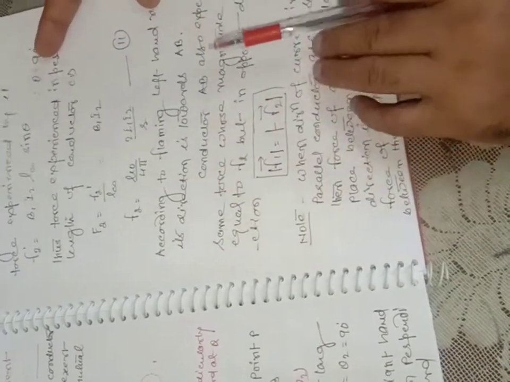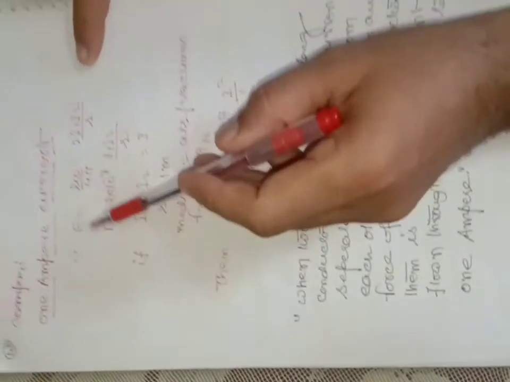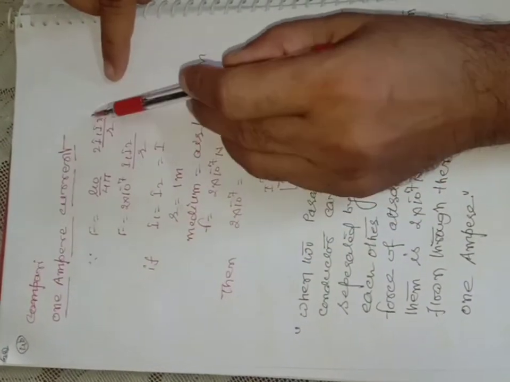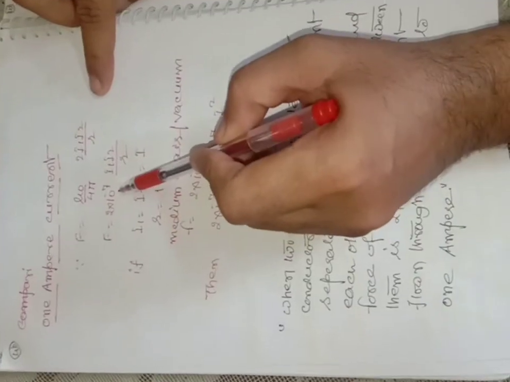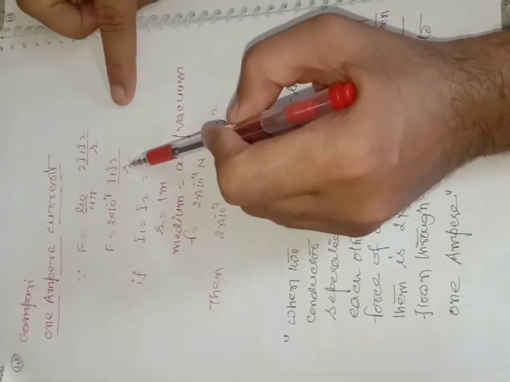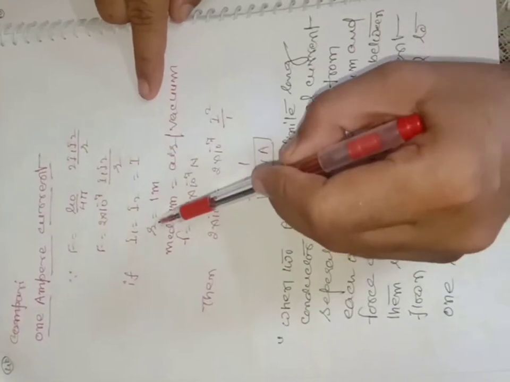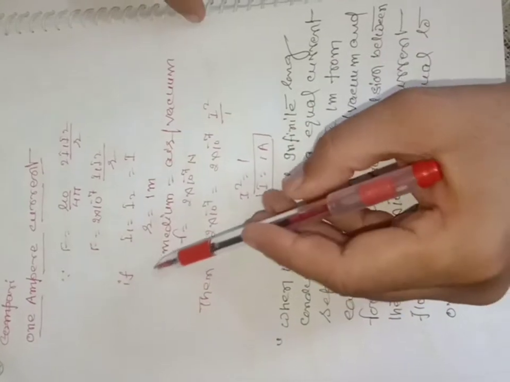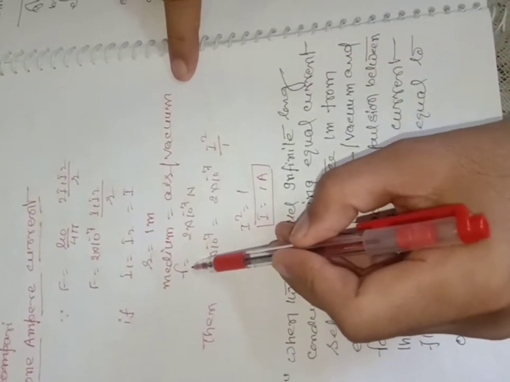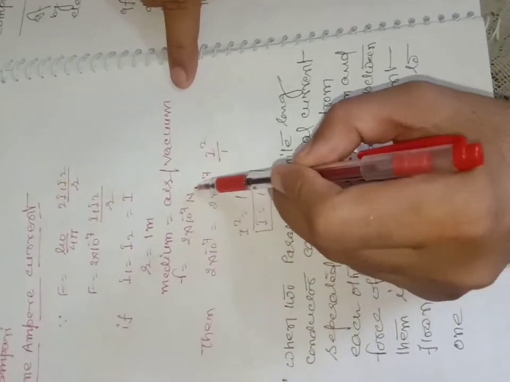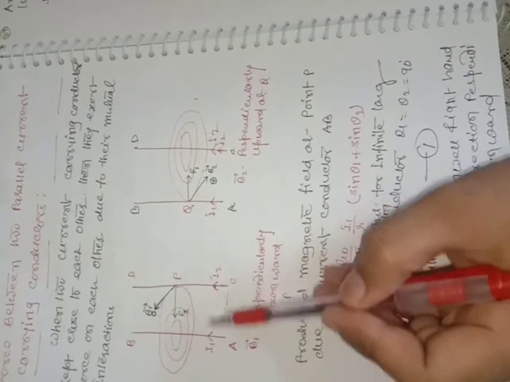With the help of this force, we can define 1 ampere. As you know, F is equal to mu 0 by 4 pi, 2 I1 I2 by r, and the value of mu 0 by 4 pi is 10 power minus 7, so F is 2 into 10 power minus 7 I1 I2 by r. Suppose the same current I flows through each conductor, separated by a distance of 1 meter in air or vacuum, and the force of attraction or repulsion between them is 2 into 10 power minus 7. Remember, if the direction of current is the same, then a force of attraction will take place here.